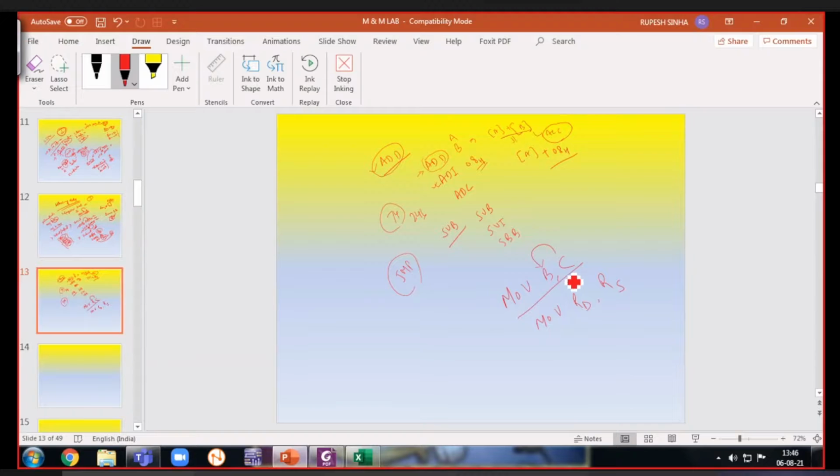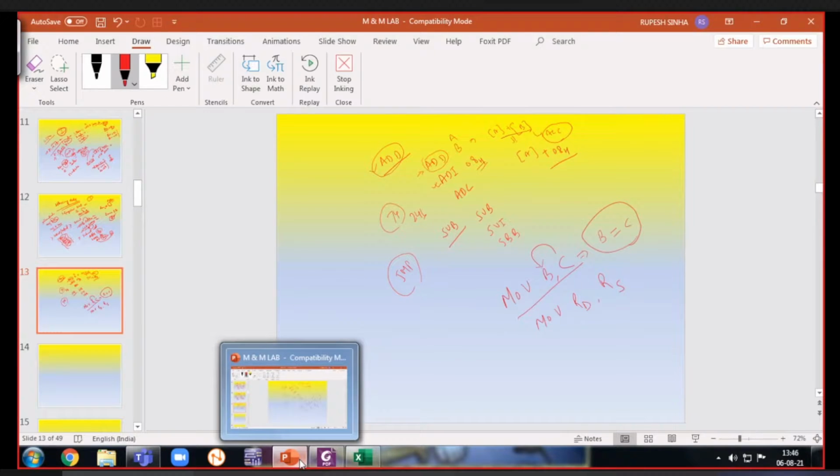Okay, B comma C, and it is a copy. It means after this instruction, the content of B and the content of C both will be the same, unless we put some value in the register C. But after this instruction, the content of register B and register C both will be the same.